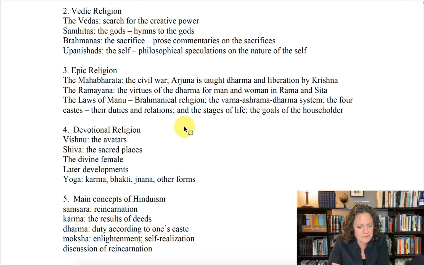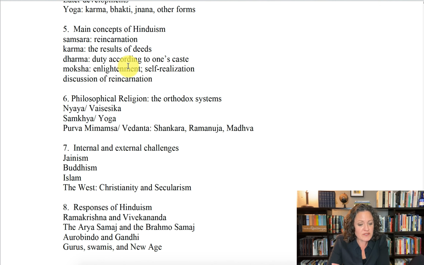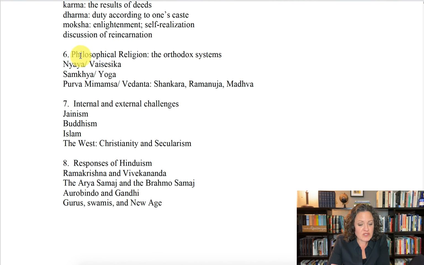We talked about devotional religion and the main gods, Vishnu, Shiva, and the divine female. We talked about the main concepts of Hinduism, and I had you add one in here, Brahman. And we talked about philosophical religion and the orthodox philosophies in Hinduism. And then we talked about internal and external challenges of Jainism, Buddhism, and Islam in the West, and what the responses to those challenges were.